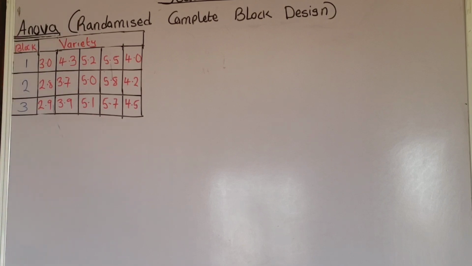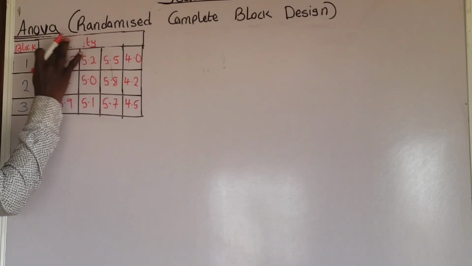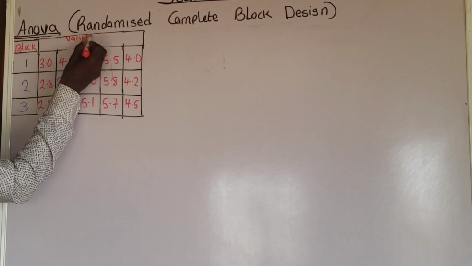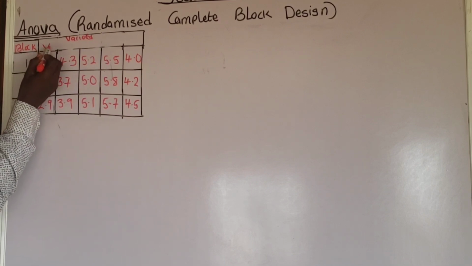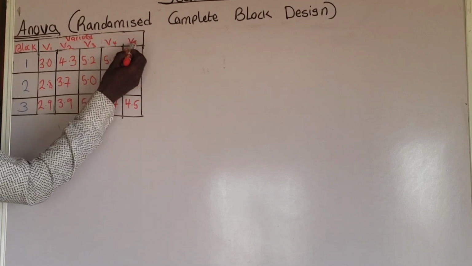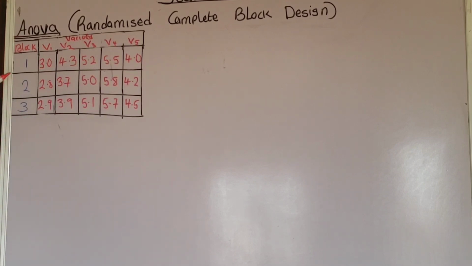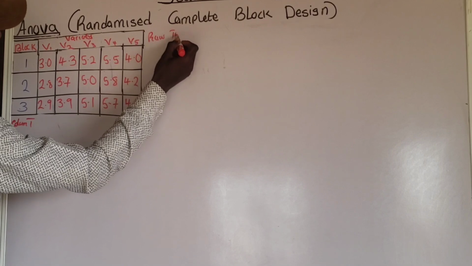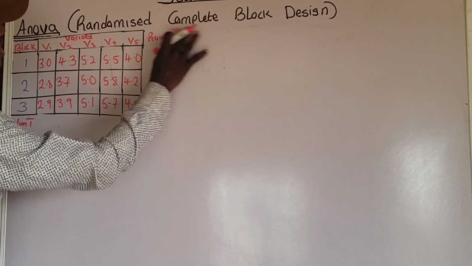If you look at this data, this is the variety. Let me write it here. Variety. We are having how many variety? We are having variety 1, variety 2, variety 3, variety 4, and variety 5. And we are having how many blocks? We are having block 1, block 2, and block 3. Now, let us take the row total and the column total. Here, I'm going to have the column total, and this will be the row total.